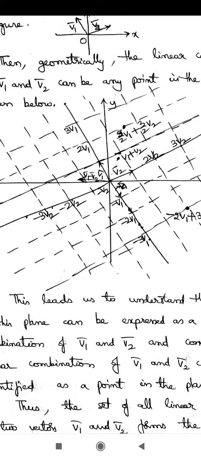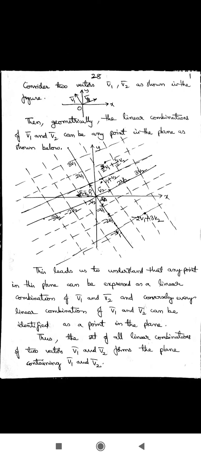So this leads us to understand that any point in the plane can be expressed as a linear combination of v1 bar and v2 bar, and conversely every linear combination of v1 bar and v2 bar can be identified as a point in the plane. Thus, the set of all linear combinations of two vectors v1 bar and v2 bar forms the plane containing v1 bar and v2 bar.